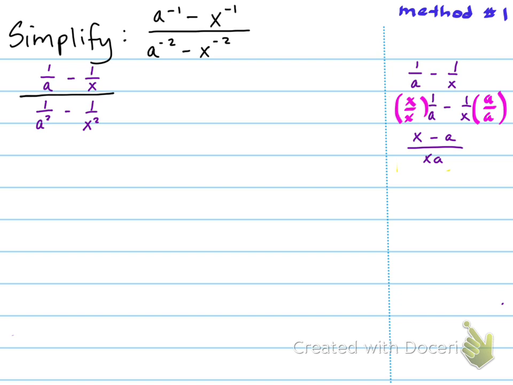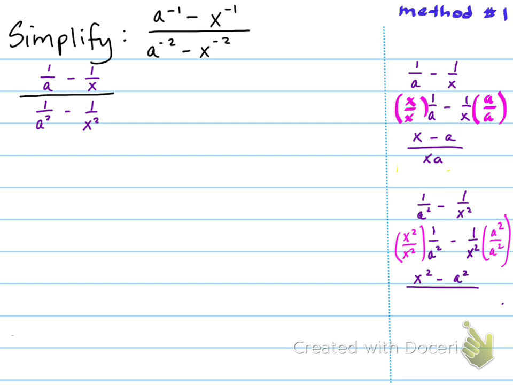Now we got to find the second fraction's common denominator. So I have 1 over a squared minus 1 over x squared. Yikes, again, I don't have anything in common. So I have to multiply by the opposite's denominator, x squared over x squared, and a squared over a squared. From here, I multiply top times top and bottom times bottom. So I get x squared minus a squared over x squared a squared.